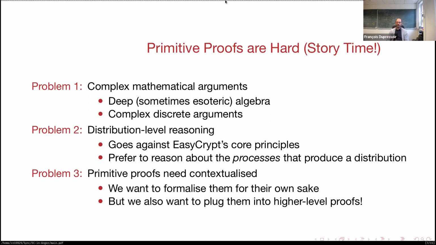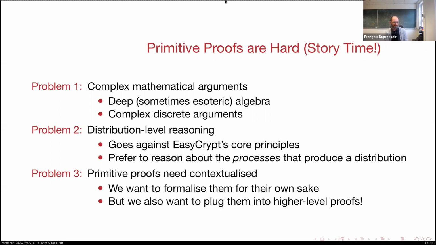But all those transformations are things that are quite difficult to do, and perhaps because of the fact that we have a very simple logic as opposed to quite an expressive one like SSReflect would have. And the third problem that we face, which is not a problem with the proof itself, but a problem about what we want to do with it once we have it, is that those primitive proofs need contextualizing.